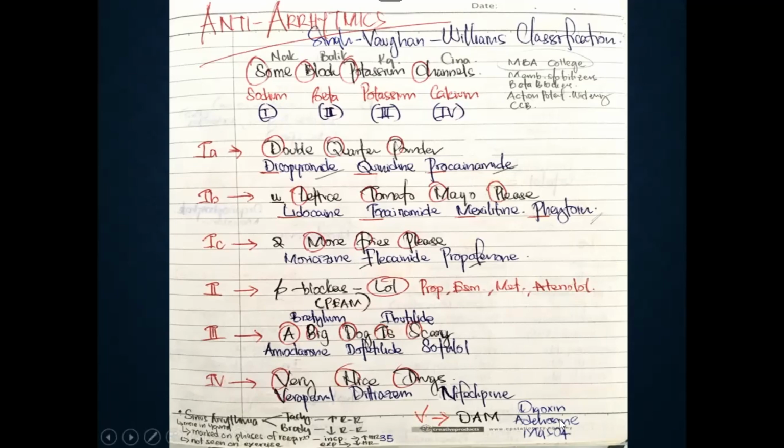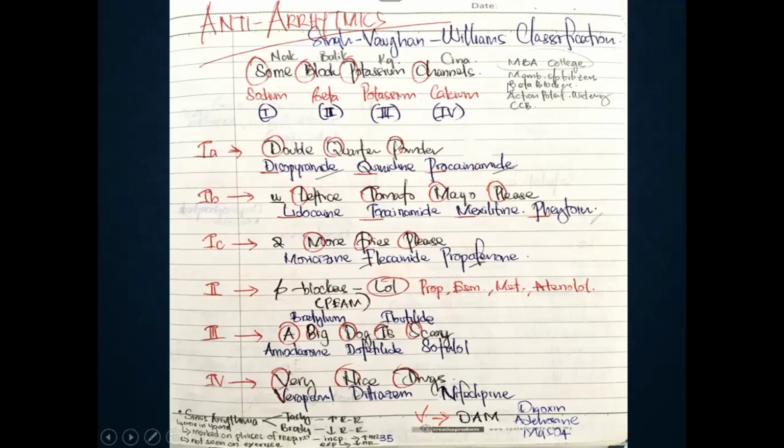For SVT you use adenosine. Digoxin you use in AF, where your amiodarone can also be given. And your magnesium sulfate and your adenosine. But these are not included in this Vaughan-Williams classification. So this classification has been heavily debated. That's why they came out with an add-on, another class, saying DAM for this.